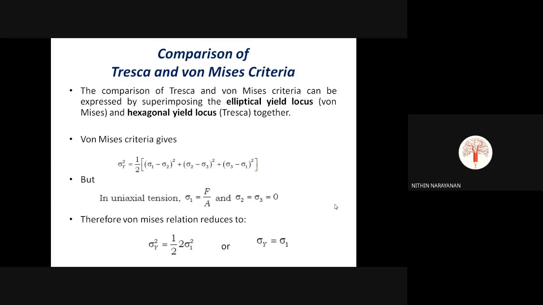Okay, good morning to all. So last class we were discussing the different flow rules, that is Tresca and von Mises criteria.